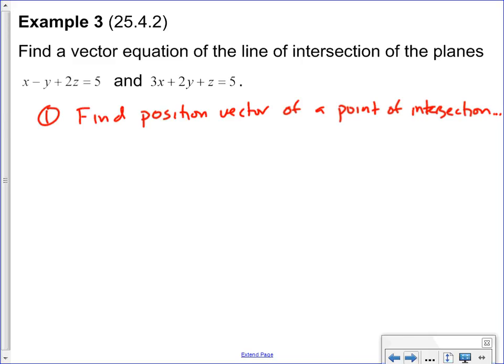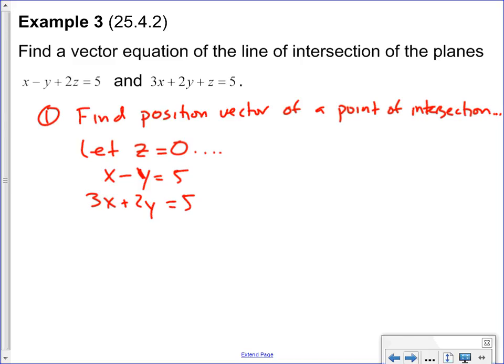So here's the thing. We just kind of have to pick a point. Let's start with z. If you let z be 0, then you can pretty much figure out what x and y are. So we know it's going to be a line, and somewhere on that line z is going to be 0. So if you let z equal 0, then this would be just x minus y equals 5, and then 3x plus 2y equals 5.